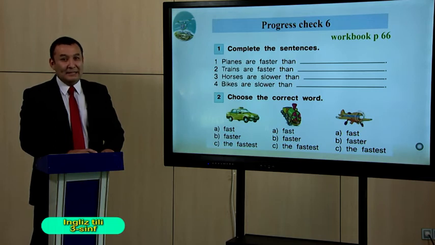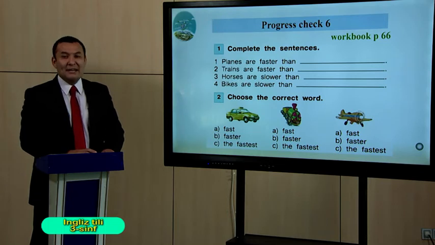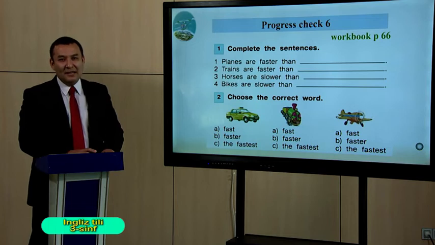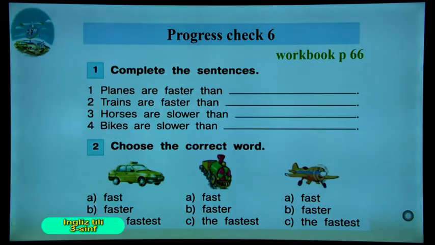And now, in the second part of our today's lesson, let's write down the progress check. Today's progress check is 6. Open your workbook, page 66. Aziz o'quvchilar, keling endi mashq daftarimizni ochib, nazorat mashqini bajaramiz. Tayyormisiz? Are you ready? Well done. Look at task 1. Birinchi topshiriqqa qaraymiz. Complete the sentences. Gaplarni tugallaymiz.